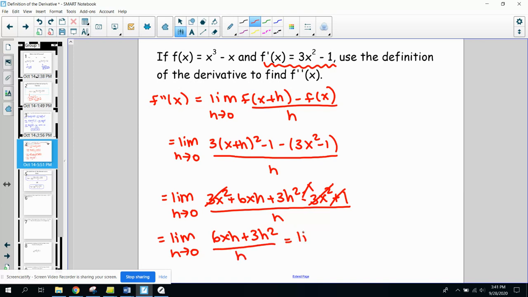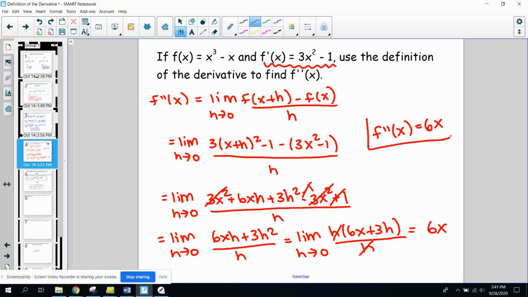Similar to the previous problem, I'm going to factor out my numerator. So I'm going to take out that h. So I have 6x plus 3h over h. These will cancel out. So now if I plug 0 in for h, I'm going to end up getting just 6x. So I'm just going to write this up here. So f double prime of x is equal to 6x. So my second derivative is equal to 6x.